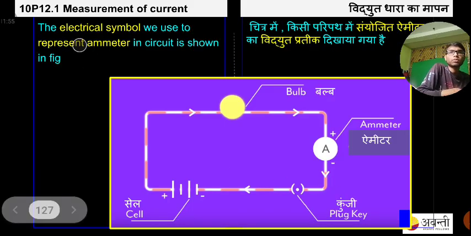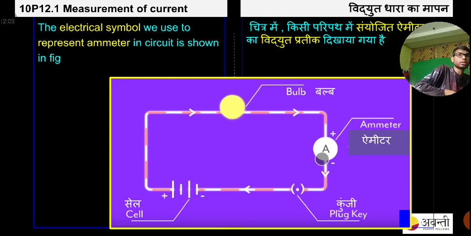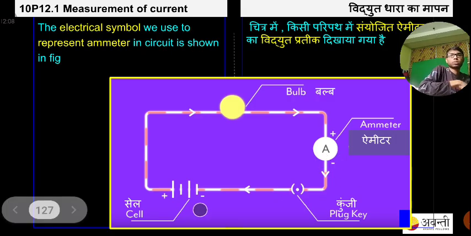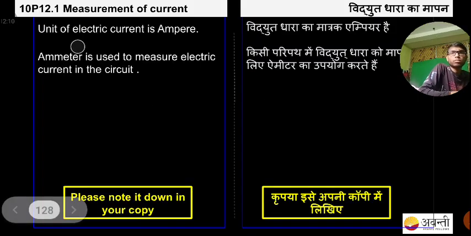Okay. This electrical symbol we use to represent an ammeter in a circuit. This is an ammeter, and here comes the cell. The unit of electric current is the ampere. Ammeter is the device used to measure electric current in the circuit.